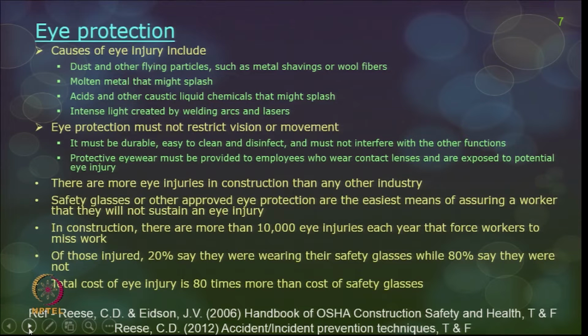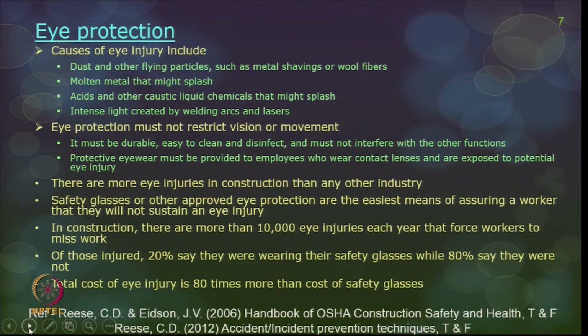So, eye protection: the choice of eye protectors must not restrict your eye movement or the vision of the eye. At the same time, the eye protectors should be durable, should be easy to clean, and should not interfere with other functions. Also, protective eyewear must be provided to employees who already have a lens for corrective measures to the eye.